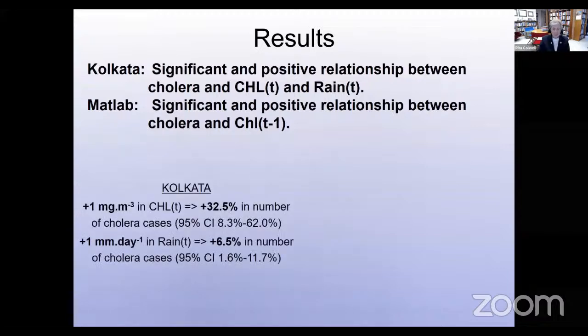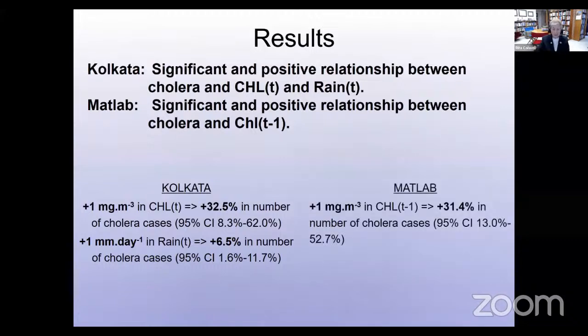And in fact, for Kolkata as it's now known, for every milligram per cubic meter increase in chlorophyll, when the sun came out and the phytoplankton bloomed, there was a correlated increase of about 33% in the number of cholera cases. And a millimeter per day increase in rainfall could account for a 7% increase in the number of cholera cases. And in Bangladesh, the very same relationship was determined.